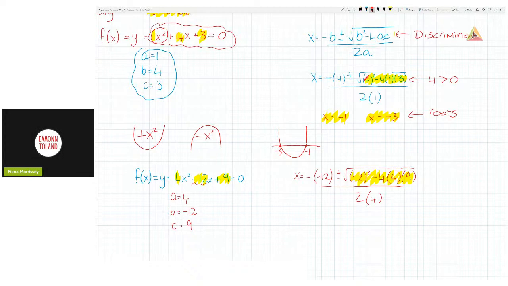It was greater than 0. So because that was a positive discriminant, because it was a number that was bigger than 0, that's why we got 2 roots. That's why the graph crossed the x-axis twice.